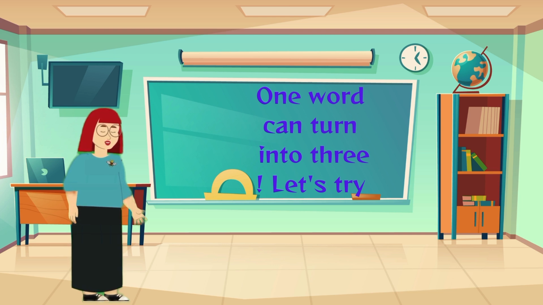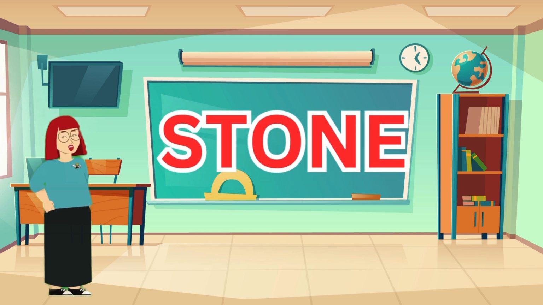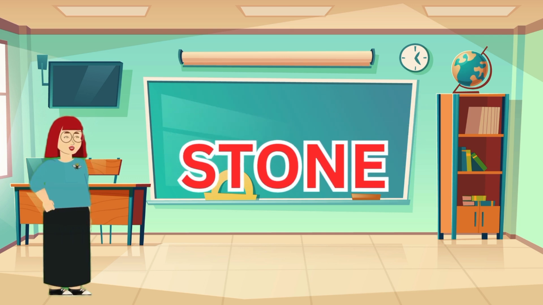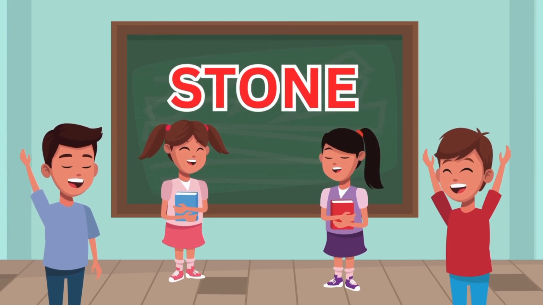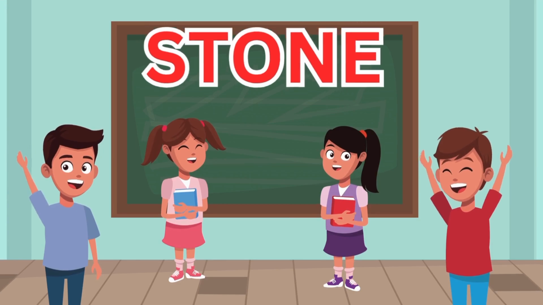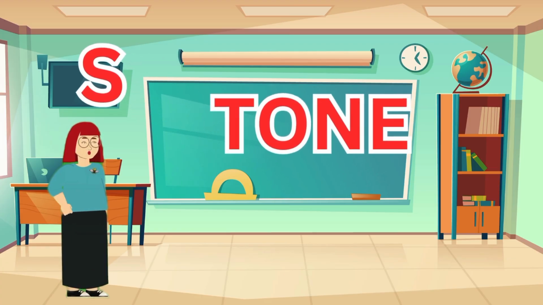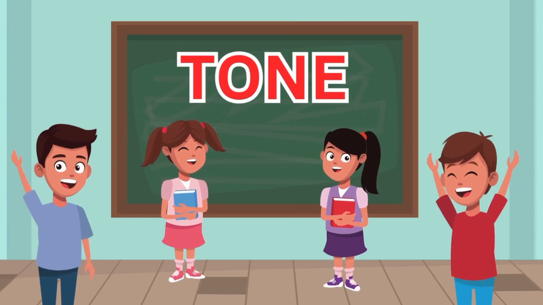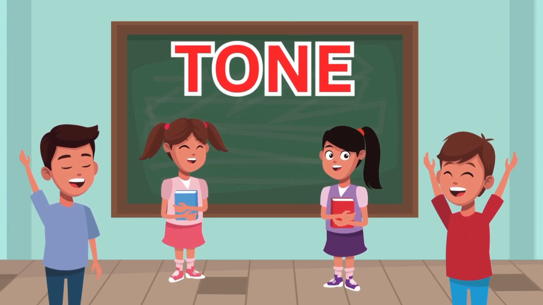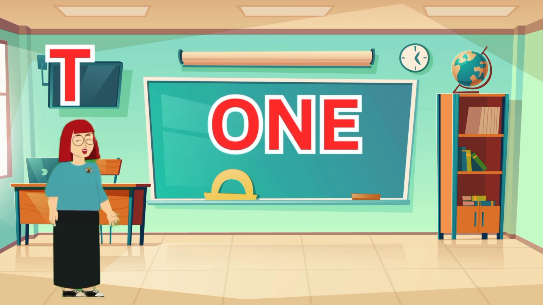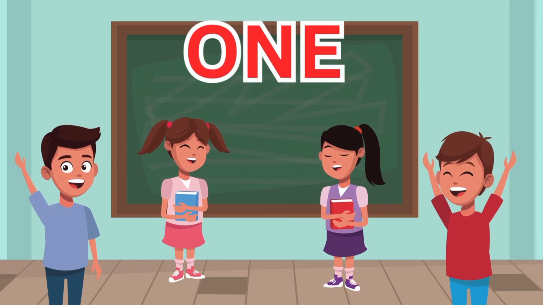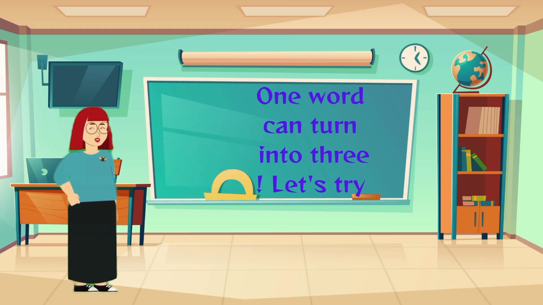Let's try another. Great! Let's start with our first word. Stone on the board. Can you read this word with me? S-T-O-N-E. Stone. Super! Now, let's see what happens when we take away the S. What word do we get? T-O-N-E. Tone. Yes! Now, if we take away the T, what's left? O-N-E. One. Awesome job! See? One word can turn into three.